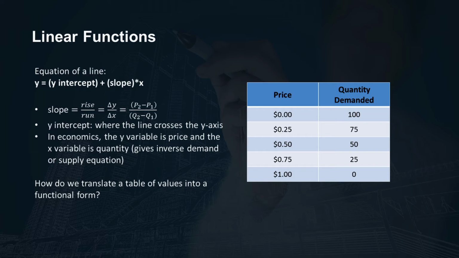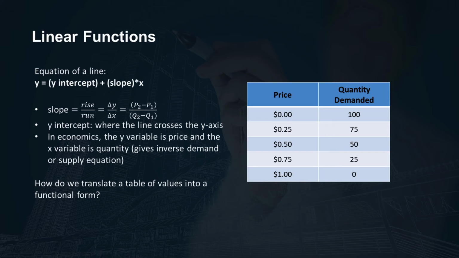So we need two things. We need the y-intercept and we need the slope. So how do we calculate the slope? Well, all we need is 2 points from this table of values. Remembering from your high school math, slope equals rise over run, or change in y over change in x. And this is simply equal to the difference between p2 and p1 divided by q2 minus q1. And the y-intercept is simply the point where your line crosses the y-axis. So that means x equals 0 at that point, or in our case, quantity will equal 0.